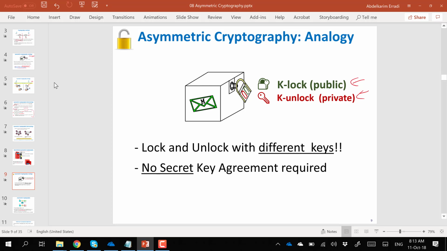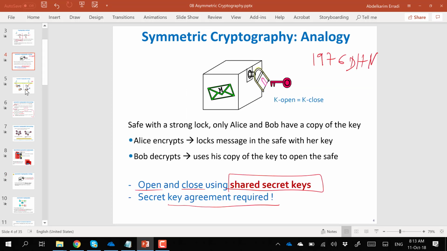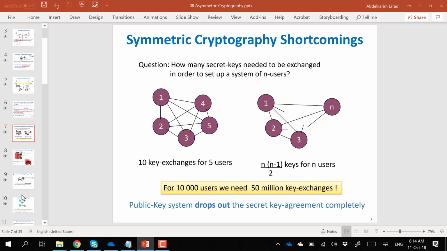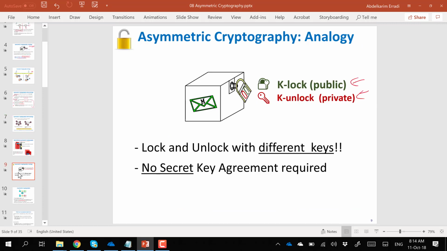Not like in symmetric. In symmetric, for every conversation, for every node on the network, for every party in the network, we have to have a shared key with them. So if we are interacting with 1,000 nodes, we have to share a secret key with each of them, which is very tedious. But here, with asymmetric cryptography, we already solved these two problems.